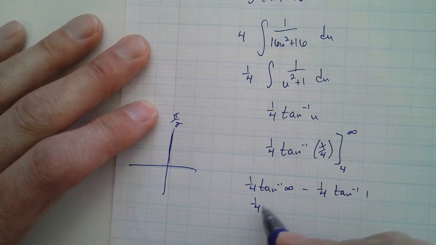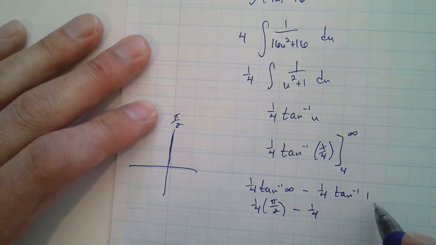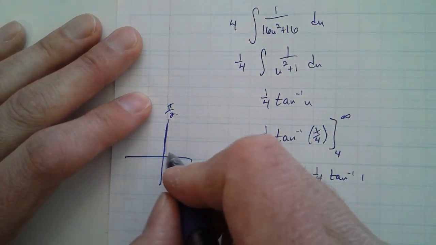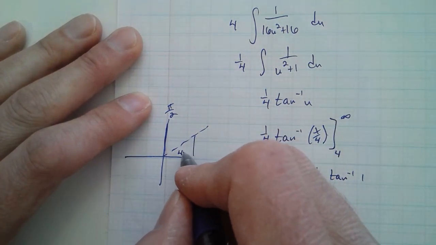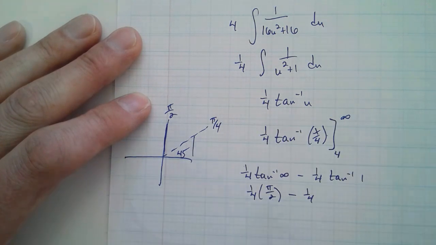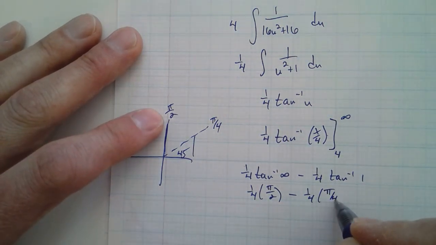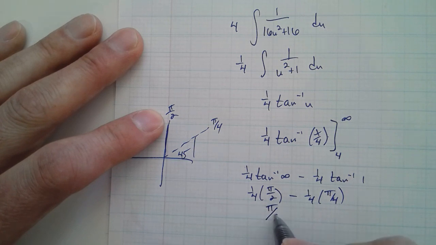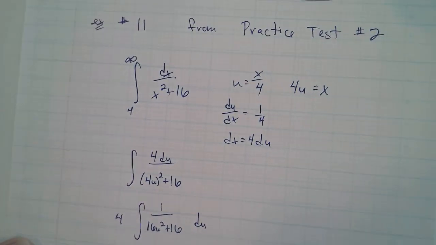So 1/4 times pi over 2 minus 1/4 inverse tangent of 1. What angle has a tangent of 1? Remember, tangent is slope, so that angle right there, 45 degrees, or pi over 4, has a tangent of 1, has a slope of 1. So we get pi over 8 minus pi over 16, which is pi over 16. All right, so that's number 11.